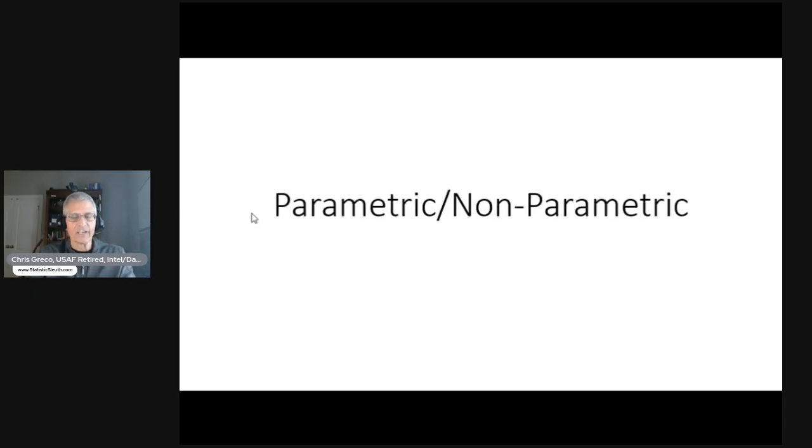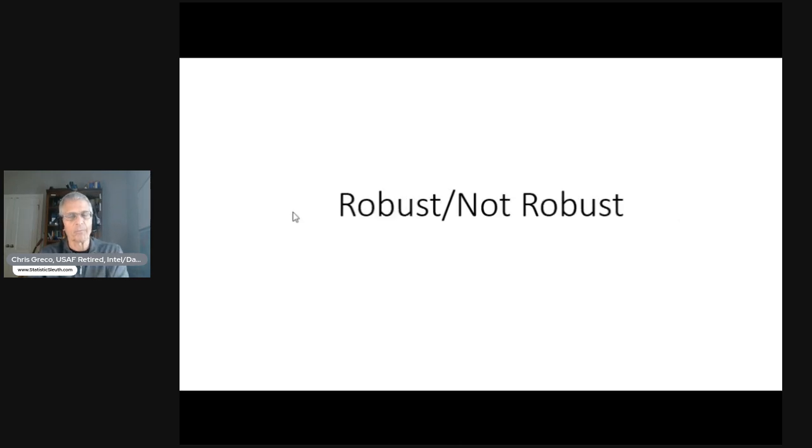Whether or not the statistical tests are parametric or non-parametric, and again, we may do an entire video on this. Parametric means they follow the standard curve. Non-parametric means they don't. You can't tell if they do or don't, and we may or may not cover that. And robust versus non-robust. Robust means median. A median measurement is not affected by highs or lows, which makes it very robust. Not robust means mean, because the mean is very affected by ultra highs and ultra lows.